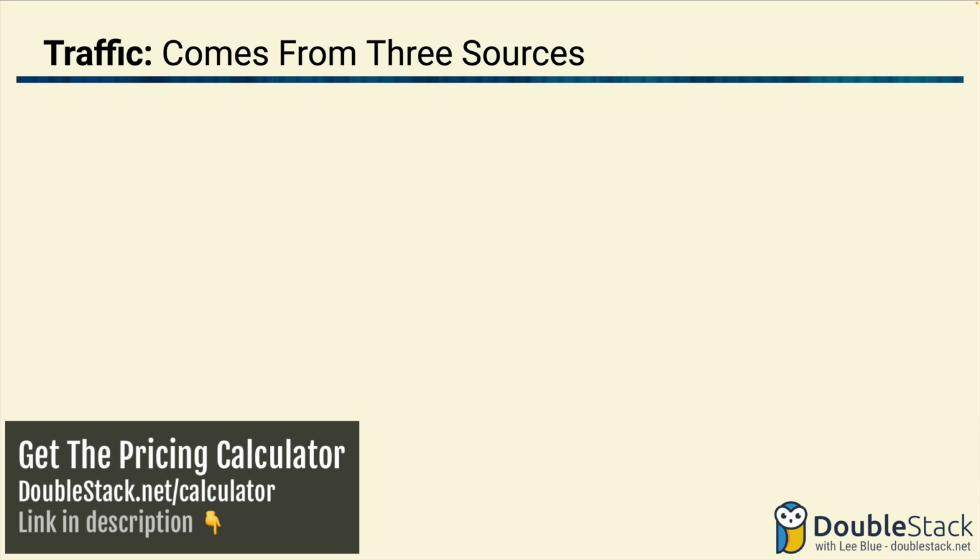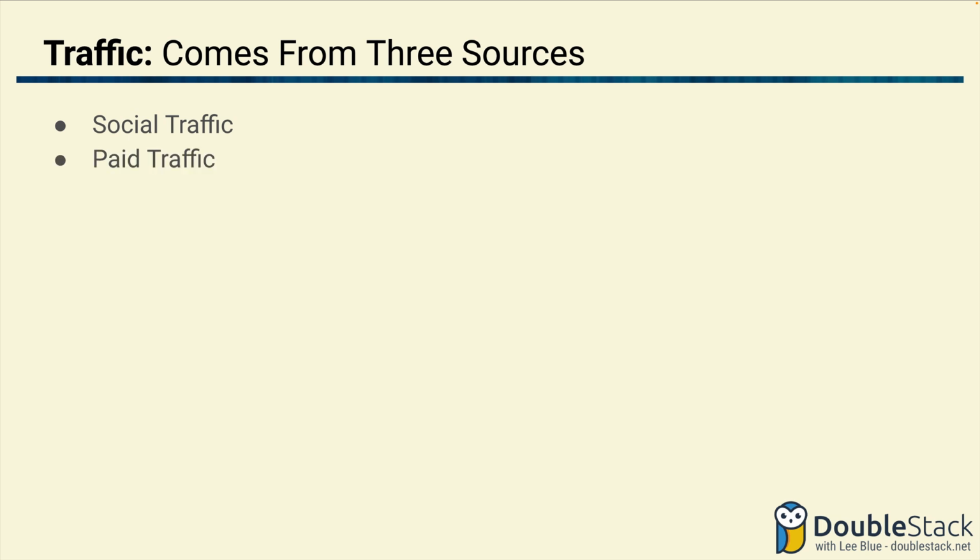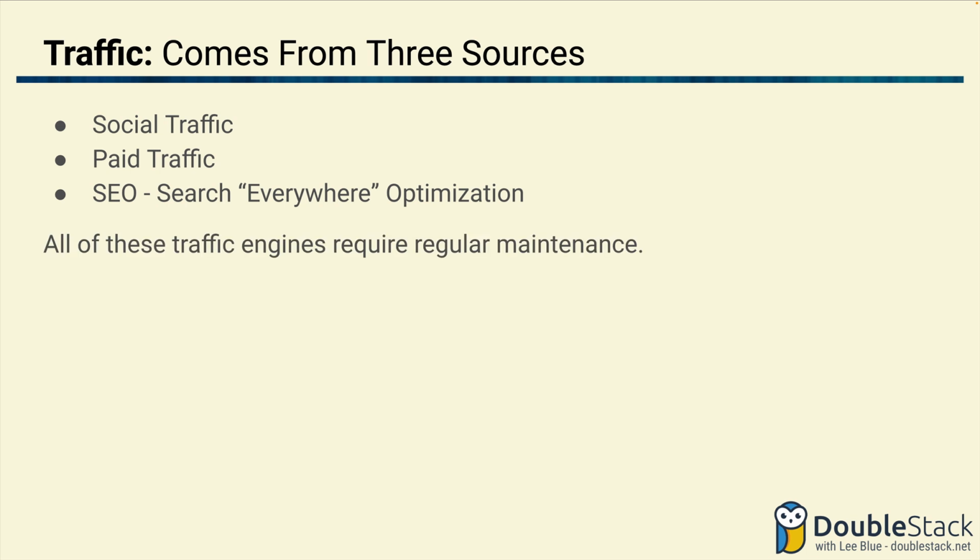So traffic generally comes from 3 different sources. Social traffic is what I think of as traffic from your Google business profile, from Facebook, from Yelp. It's non-paid, so it's like organic traffic, but it's not from traditional content marketing like you would think of for SEO. And then, of course, we have paid traffic. We normally start with Google search ads, especially when we're working with local businesses. And then we have regular SEO, and a lot of people are calling it search everywhere optimization now, because it's not just Google that you're optimizing for. Now there's AI engines and all kinds of stuff. But all 3 of those traffic sources are going to require regular maintenance on a monthly basis.